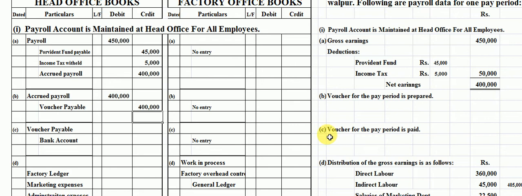Now we move to the next transaction, C, voucher for the pay period is paid. In C transaction we have to debit the voucher payable 4 lakh rupees and the bank account is the credit form. The payment has been made to all the employees.